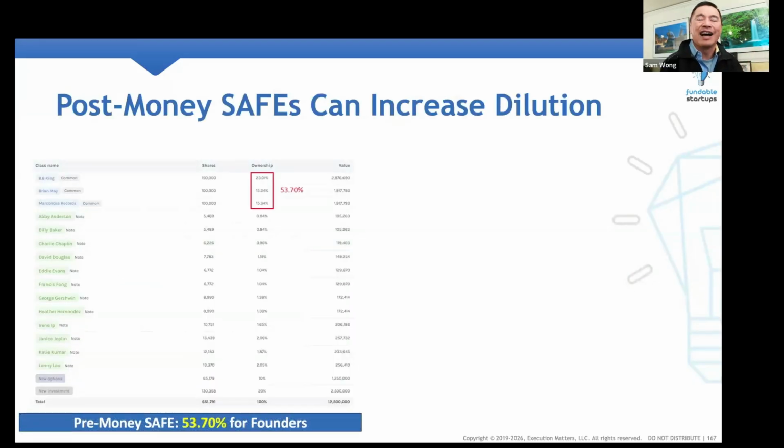Why does this matter? I used the Carta safe calculator to build a situation where a startup has 12 safes. Remember, the average startup reaching their series seed round has 22 to 26 safes, so 12 is roughly about half of what the average has. And if all the safes are pre-money safes, then in this scenario, after the safes convert and after the round is raised, the founders keep 53.7% of the equity.